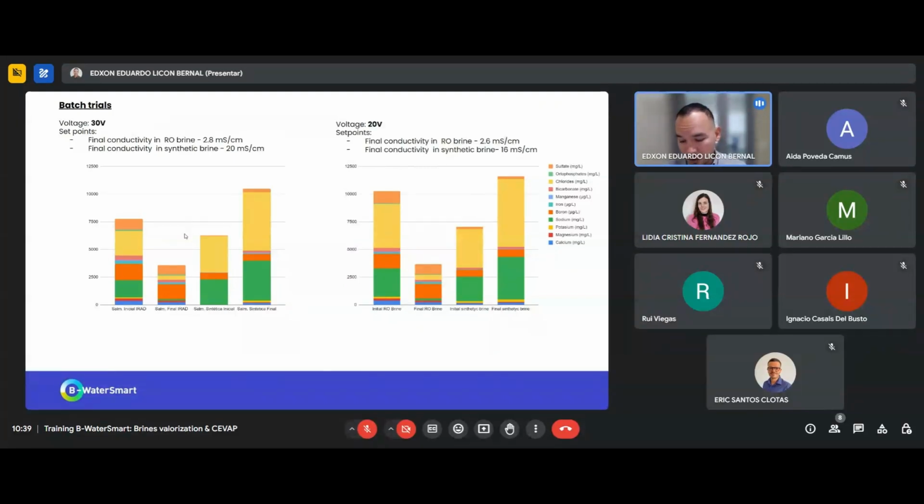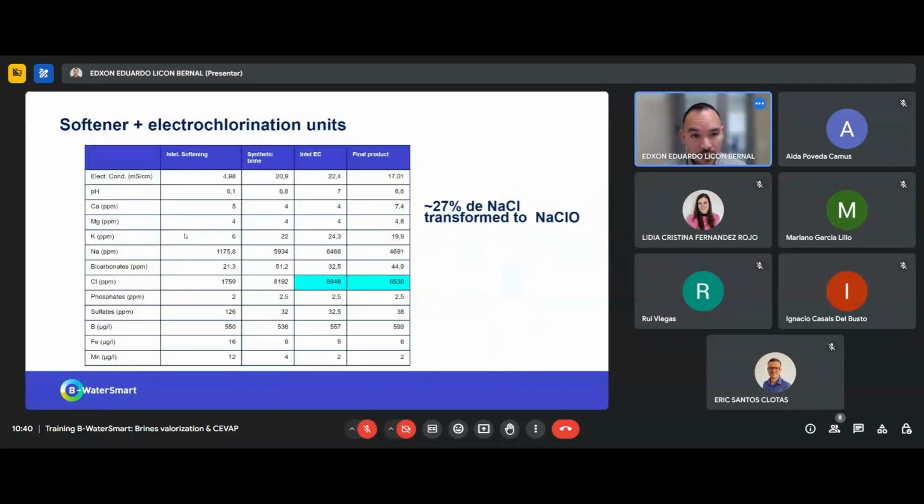And basically what is important from here is that once we have this characterization and we have decided that this is correct, and the way that we are going to operate is, in this case, this feed and bleed application, we can then pass later to the softener and electrochlorination unit.